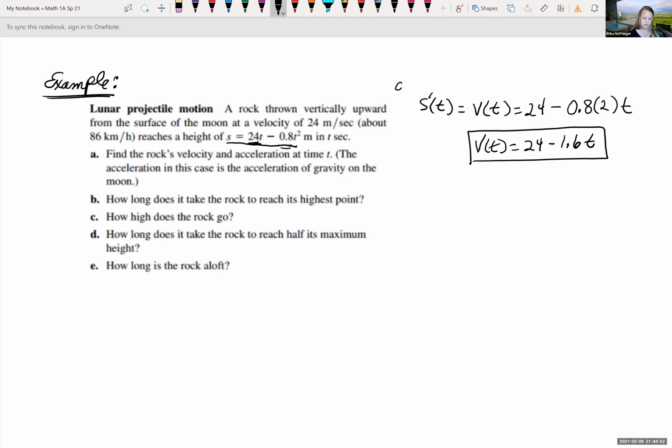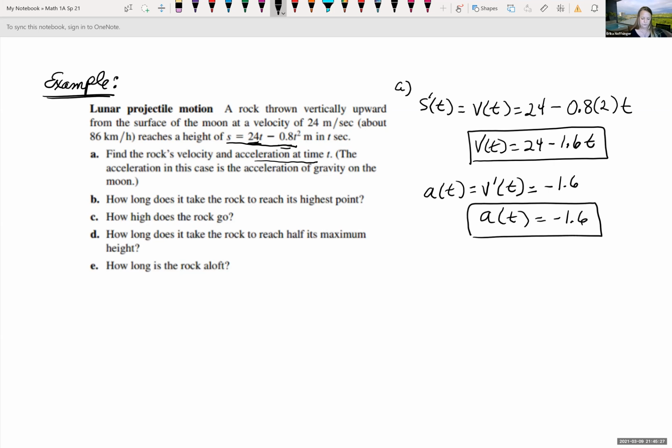Okay, so we got part of A done. And now we need to find our acceleration function. And so we know acceleration, A of t, is equal to the derivative of our velocity function, which we have above. The derivative of 24, a constant, is 0, minus the derivative of 1.6t, which is just 1.6. And so we have our acceleration function, which is just a constant, negative 1.6. Okay, so that was part A.